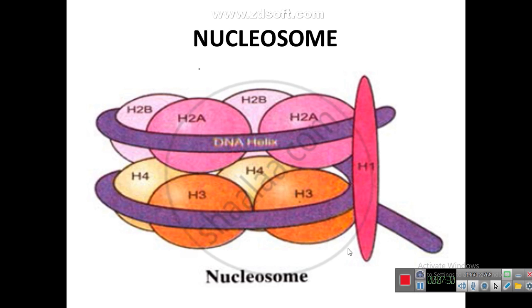This is the structure of the nucleosome. H2A, H2B, H3 and H4. ये हमारे पास टोटल इनका नंबर 8 होता है. Therefore it is also known as the octamer. This is surrounded by this DNA helix and it is linked by means of another protein that is H1. This whole structure is known as the nucleosome.